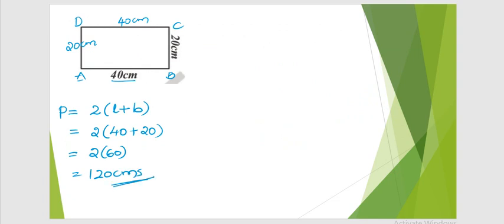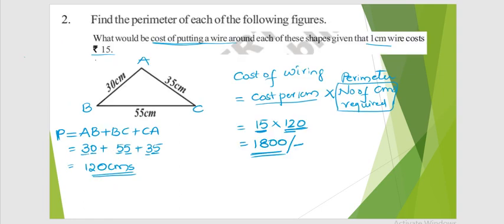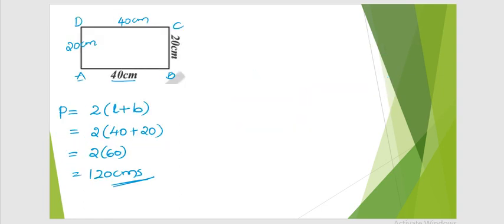Observe here, for the previous figure you got the same perimeter, and for this also you got the same perimeter. That means if the perimeter is the same, then the cost of wiring will also be the same. So for this also there is no need to find the cost once again. Whether the shape is a rectangle or a circle or a triangle, if they have the same perimeter then the cost will be the same, right? Next we will see one more.